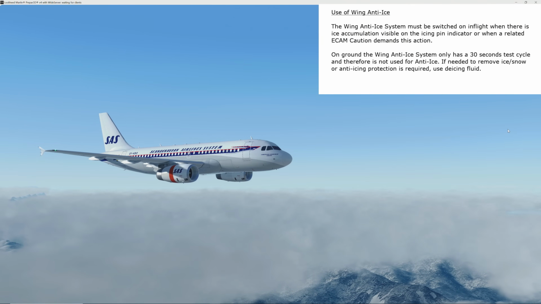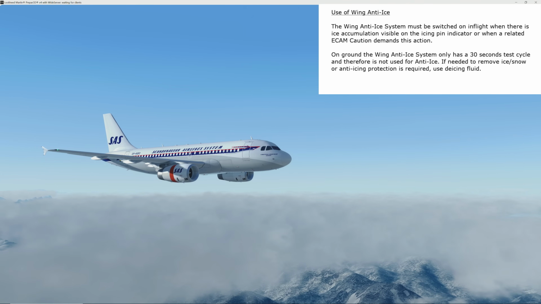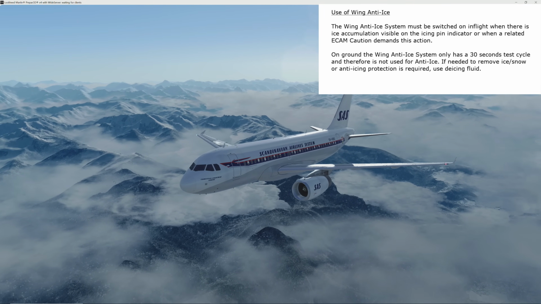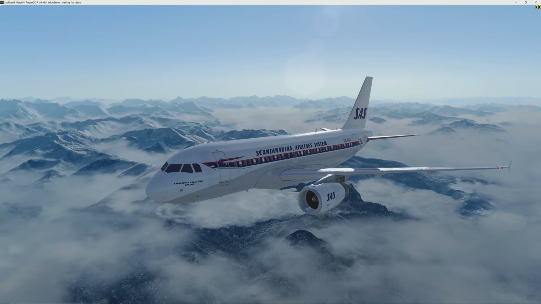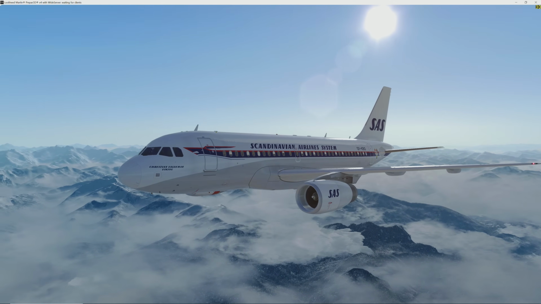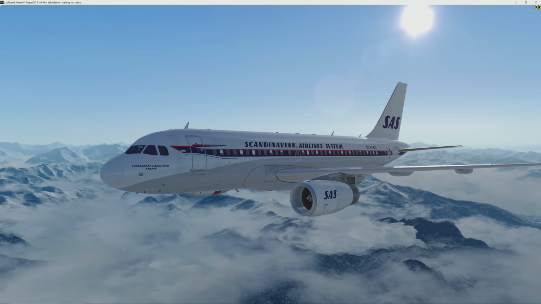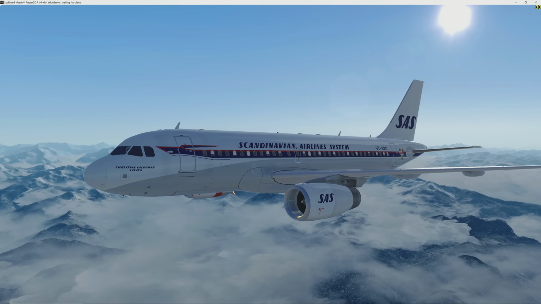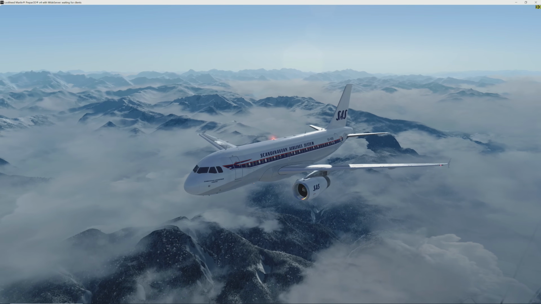Now, the wing anti-ice must be switched on in flight when there's an ice accumulation visible on the icing pin indicator, or when the related ECAM caution demands this action. And that depends, of course, which options you have activated in the MCDU. And the wing anti-ice is then being used as long as you have icing indications on that pin indicator. So once the ice disappears from that pin, then you can switch off the wing anti-ice again. And of course you can switch it off as well if the icing conditions have ceased to exist, i.e. when you're flying in clear air without any precipitation.